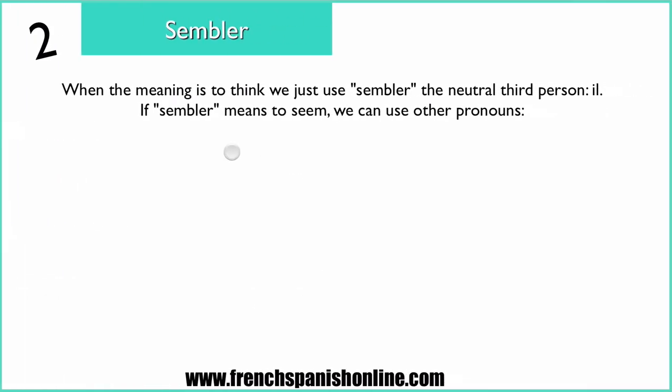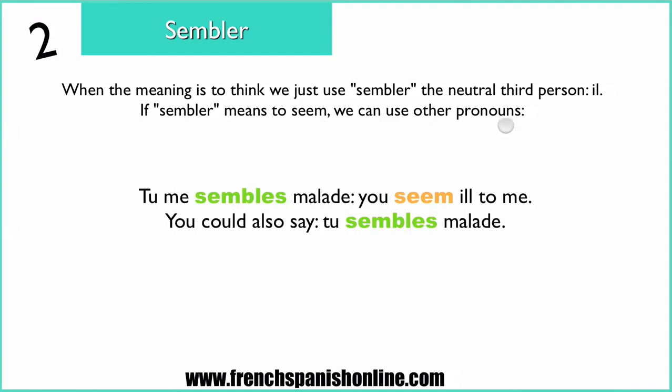Let's clarify a point now. When the meaning is to think, we just use sembler with the neutral third person il, as we said before. However, if sembler means to seem, we can use in this case other pronouns. Let's take an example. Tu me sembles malade. You seem ill to me. So here we have the subject tu, and it's possible when sembler means seem. You seem ill to me. You could also say tu sembles malade.